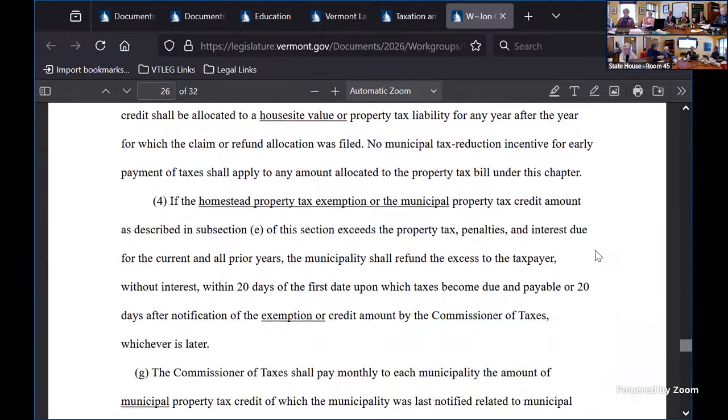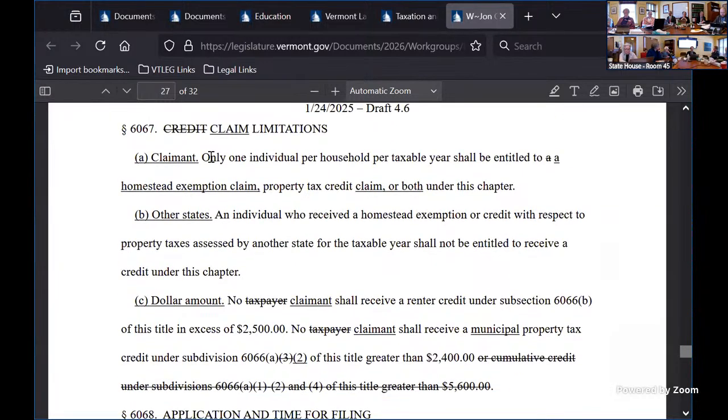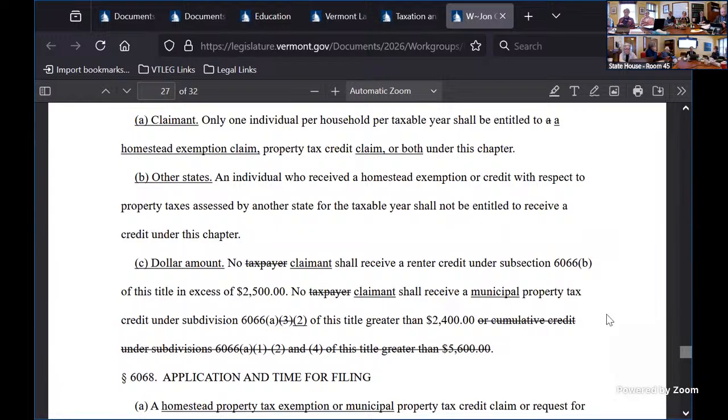I think we're in the home stretch of really just simple cleanup type changes. This is meant to be consistent with existing law, but only to make clear, because now we have a distinction between a credit and an exemption. Only one individual per household per taxable year shall be entitled to a homestead exemption claim, property tax credit claim, or both. So if anyone in the household picks up an exemption or a property tax credit, that municipal property tax credit, no one else within the household can do that.